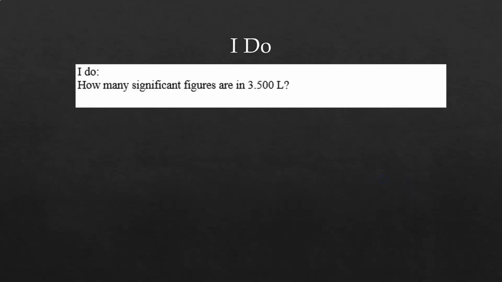Looking at this one, how many significant figures are in 3.500 liters? Well, 1, 2 for the non-zero numbers, and then our zeros are trailing. We know that for trailing zeros, if there is a decimal place, they are significant. There is one, so they are significant. So 1, 2 for my non-zero digits, and then 2 more for my zeros gives me a total of 4 sig figs.